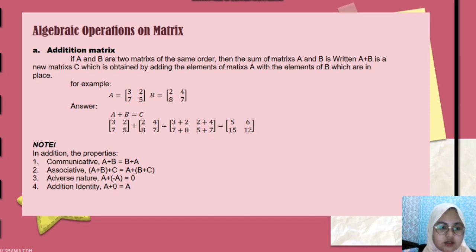In addition, the properties. 1. Commutative. A plus B equals B plus A. 2. Associative. The brackets A plus B, plus C equals A plus the brackets B plus C. 3. Inverse property. A plus minus A equals 0. 4. Identity. A plus 0 equals A.